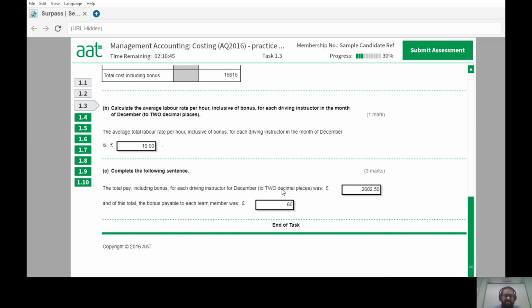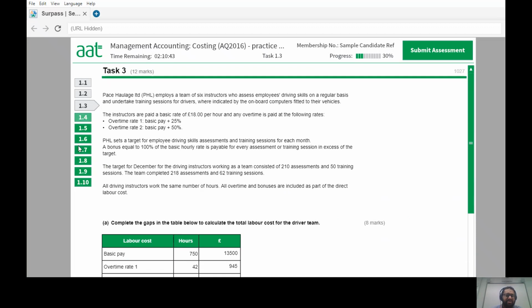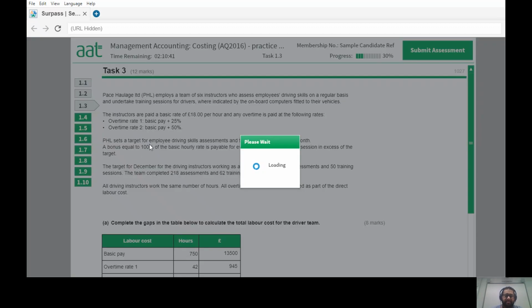Okay, so let's see here. Is anything further down there? No, there's nothing else down. Now let's go further.